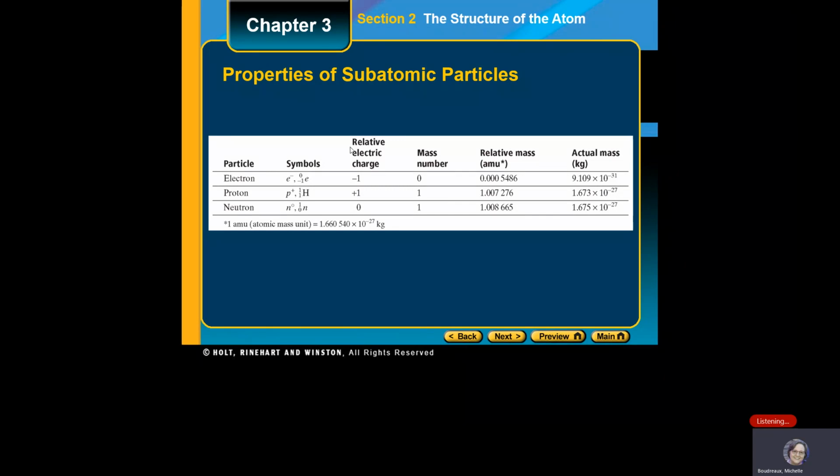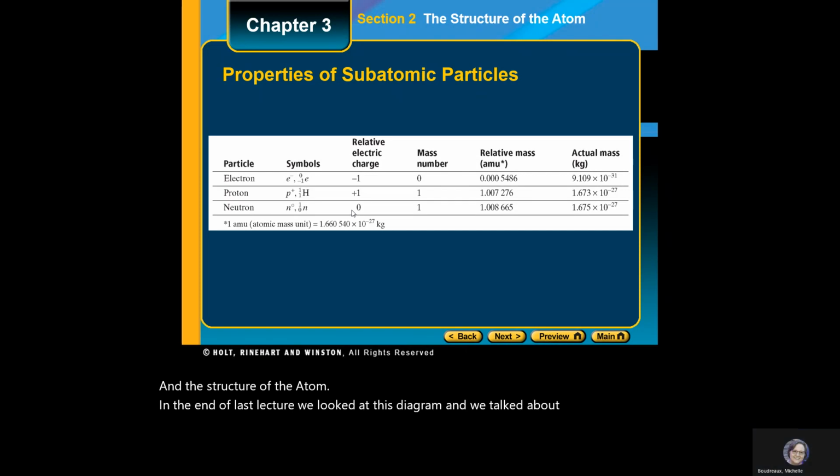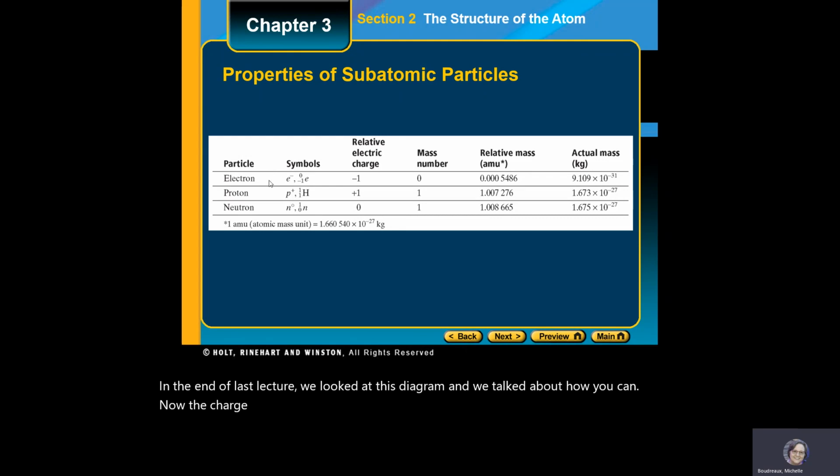So to talk about atomic particles and the structure of the atom. At the end of last lecture, we did this diagram and we talked about how you can know the charge of a subatomic particle: neutrons being neutral, protons positive, electrons negative, and that the actual mass of the three particles varies quite a lot.